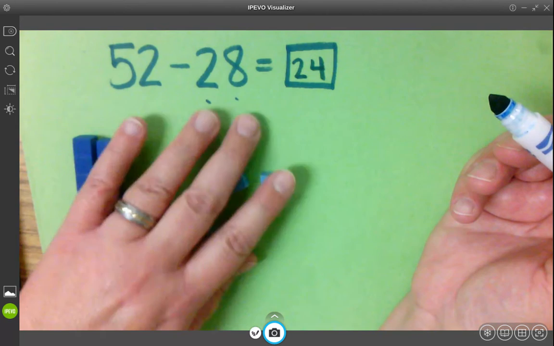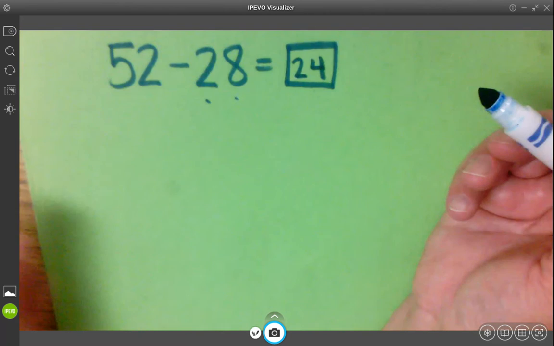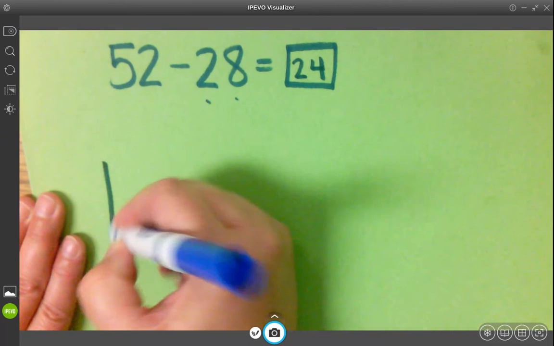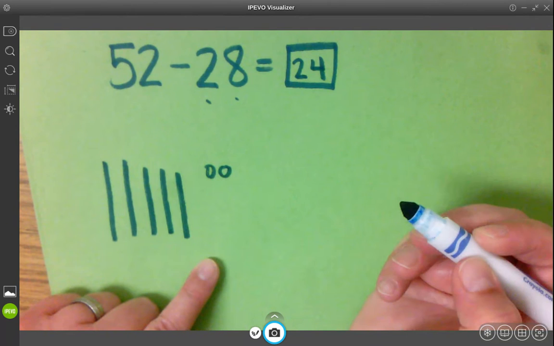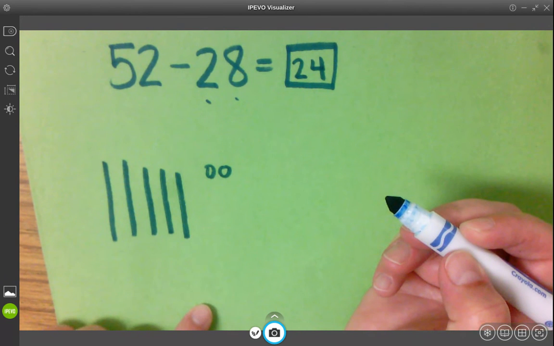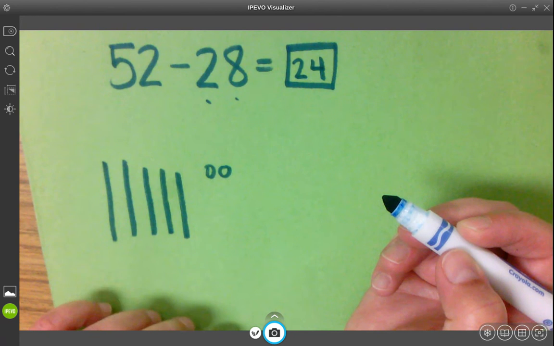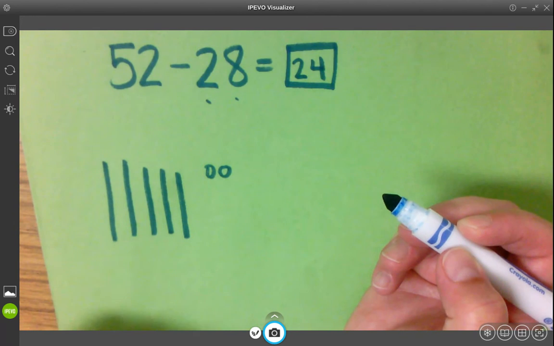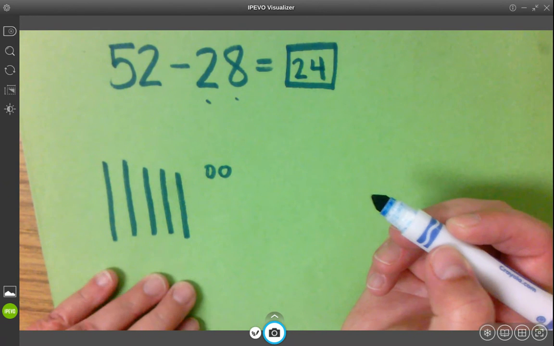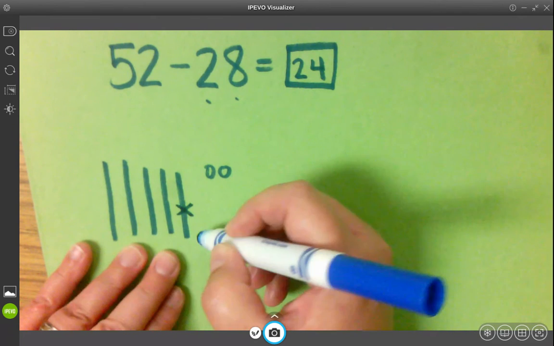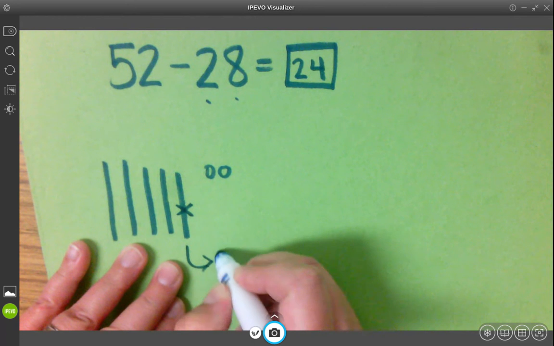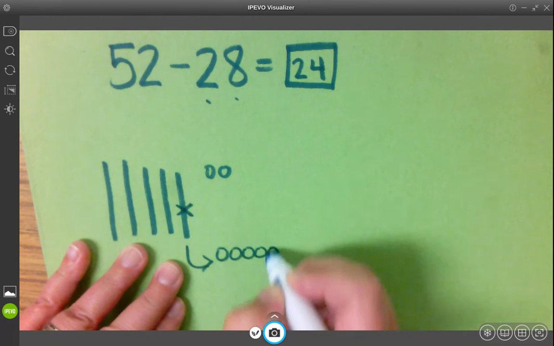Well, what if you don't have the place value blocks at home? Well, you can draw it out. 52, 5 tens, 2 ones. That's 52. Okay, and that's real easy for the boys and girls to do. They know how many tens, they know how many ones, so they can draw that out. They need to remember that they can trade in or decompose one of these tens for 10 ones.